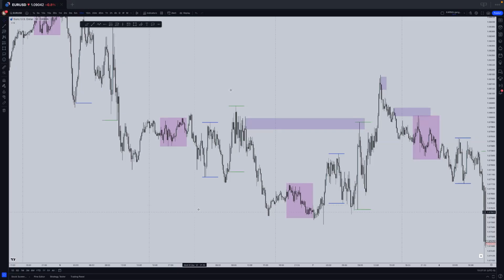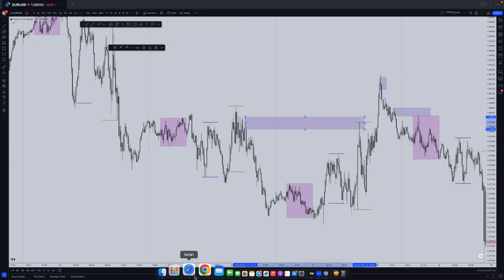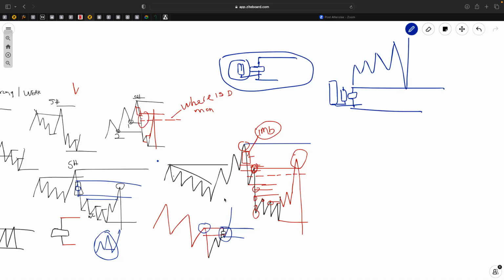I have explained that already. For you to spot a valid A, it needs to be as a result of a strong I. I just explained that. That's the first thing I explained today. A valid A has to take out either external liquidity like this one, this is a valid A, or it broke structure, a valid A. A valid A has to be a strong I.